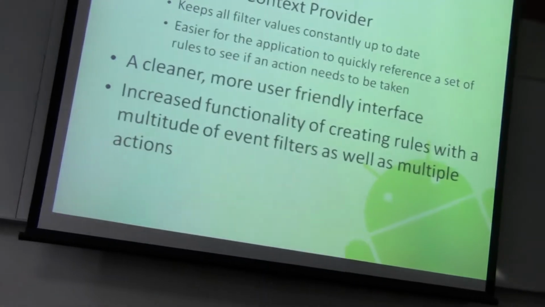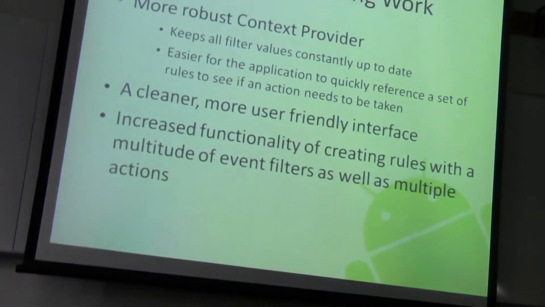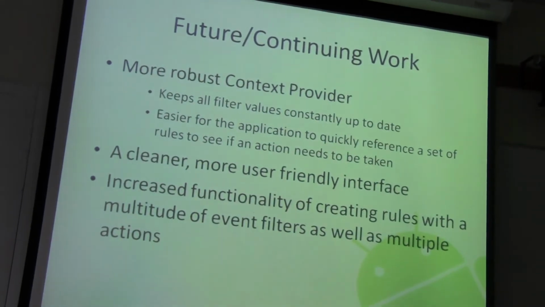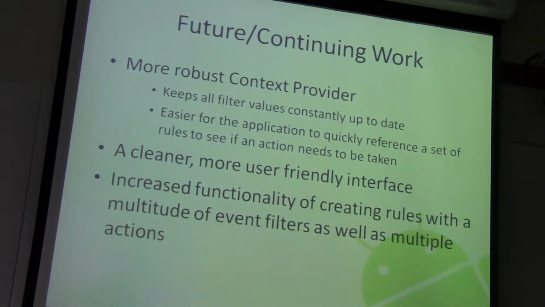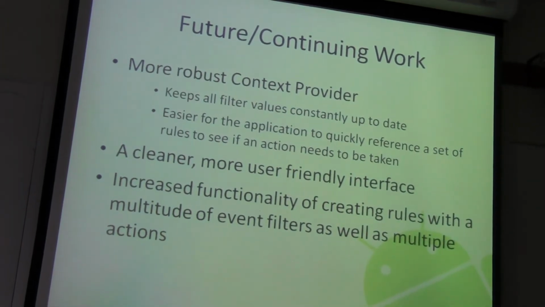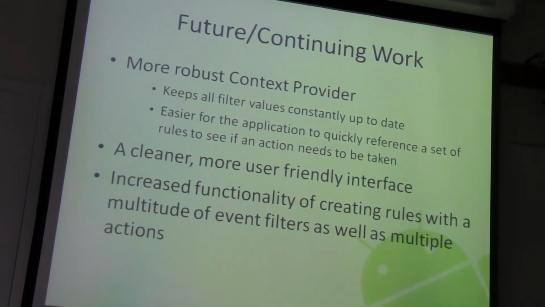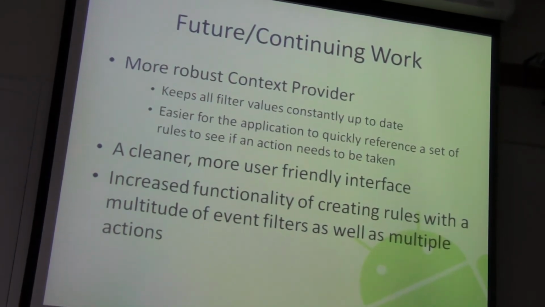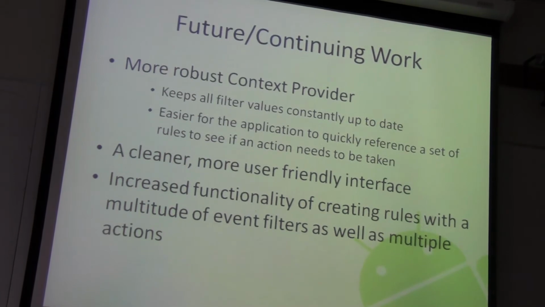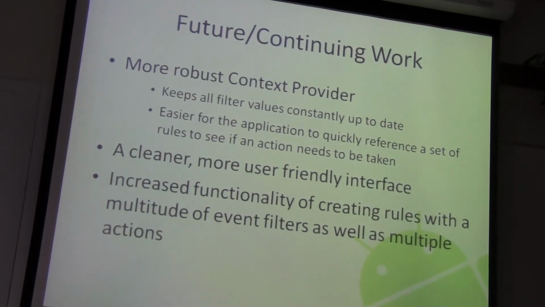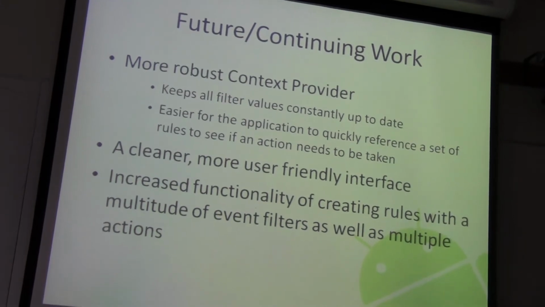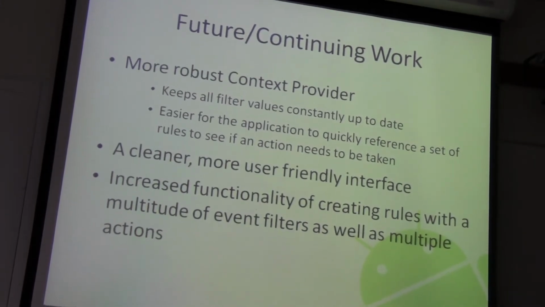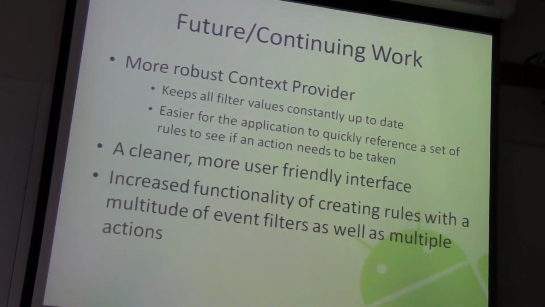The future continuing work that we want to work on is to make a more robust context provider. We want something easy that takes all the rules and filters that are available and all the variables and constantly has them up to date so they're cleaner and quicker to access, as well as a cleaner interface and increased functionality with multiple rules building on top of each other, so you can have multiple filters all working together to make one rule. All right, so we're going to try to demo real quick.